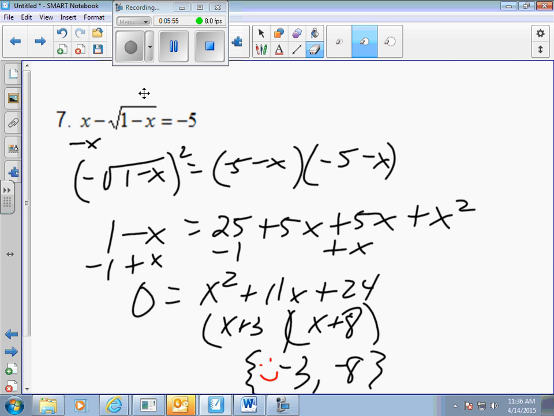And let's try the -8. I have -8. 1 minus -8. Minus negative is positive again. I get square root of 9 is 3. And -8 minus 3 equals -11. No, it does not. This one is the extraneous root.